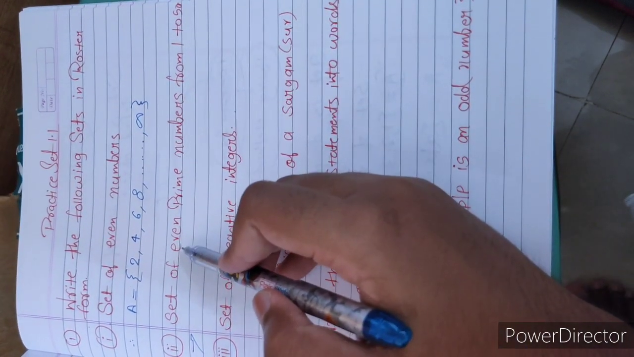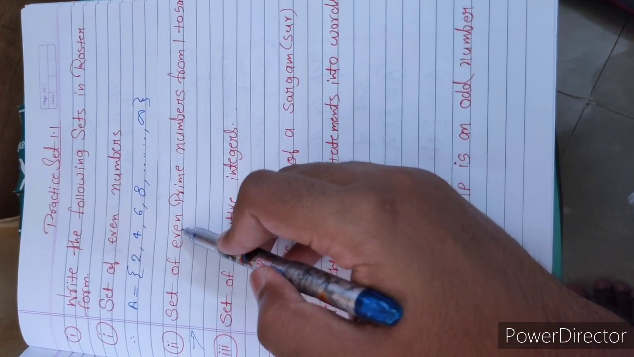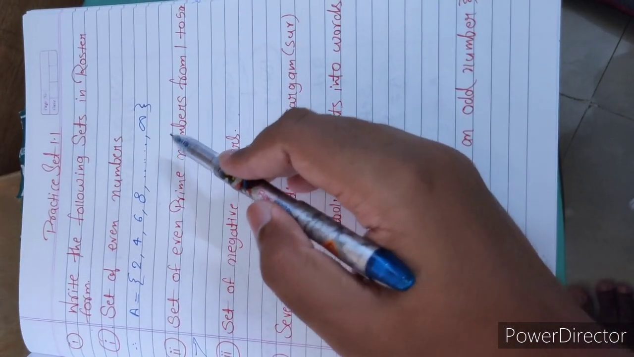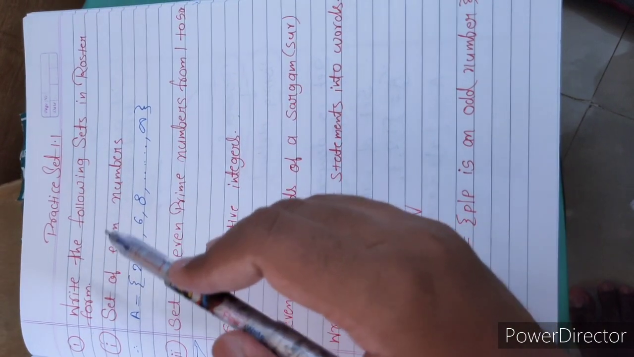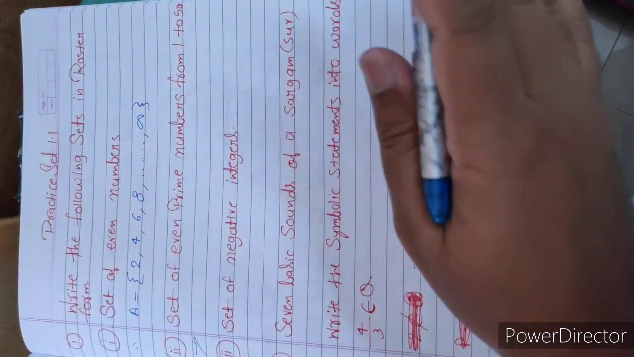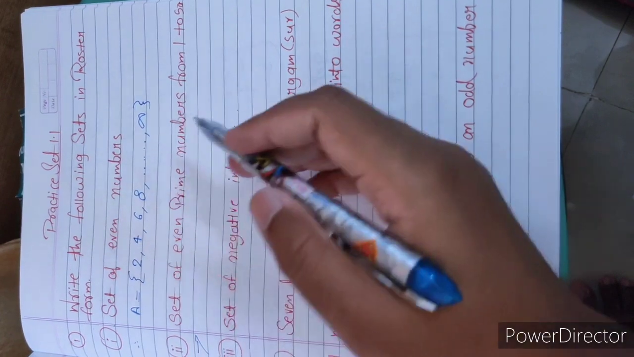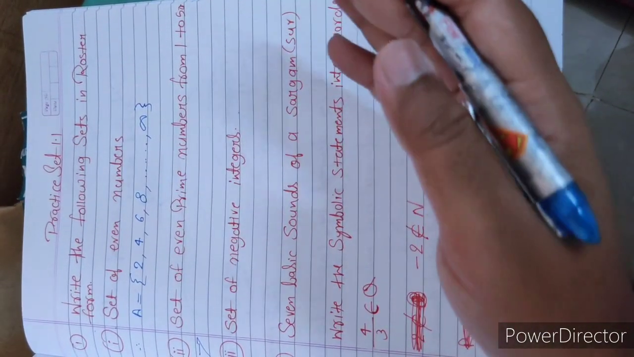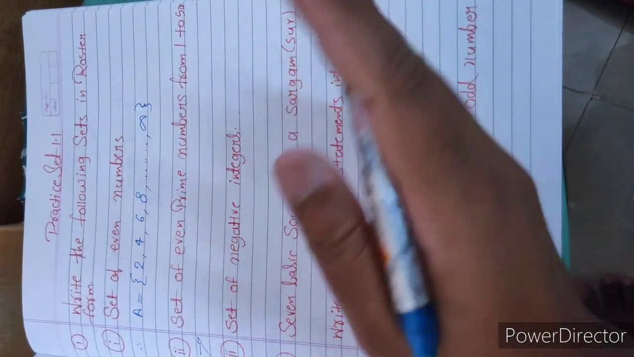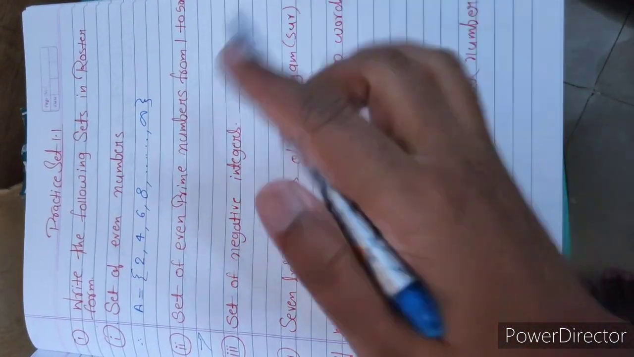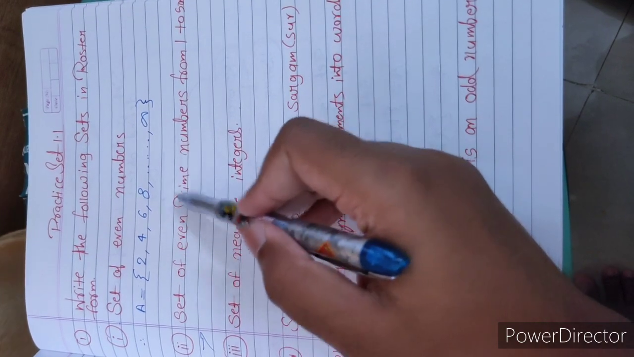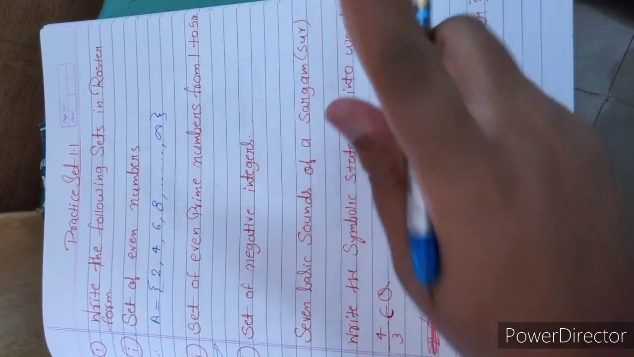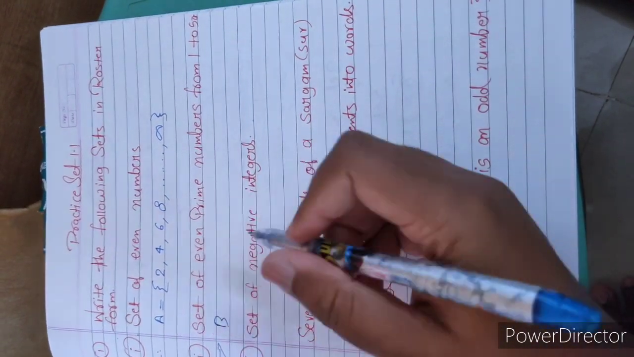Okay, so we have again here even, which means multiple of 2, and prime numbers. We have the definition of prime numbers: a prime number is divisible by only one and itself. For example, 3, 5, 7, 11, 13, these all are prime numbers, but here we have asked for even prime numbers. So we know that only one number is there which is even.